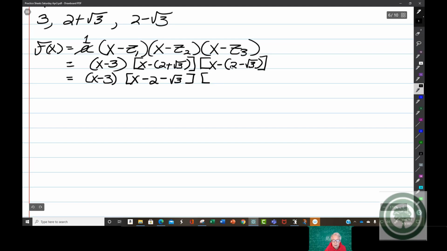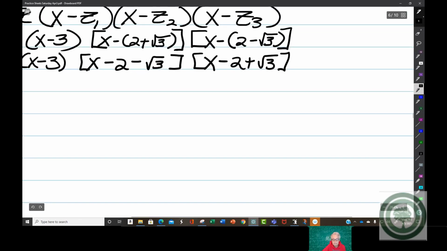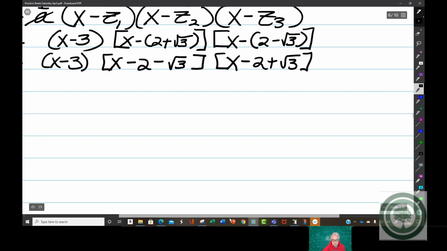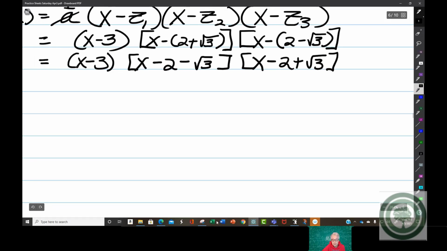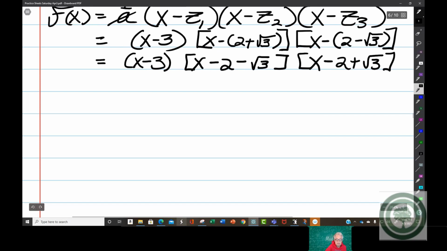Going to do the same thing over here, just distributing the minus sign. x minus 2 minus minus is plus the square root of 3. And that's what I've got so far. Just to make sure you can see it. Okay, cogitate on that.